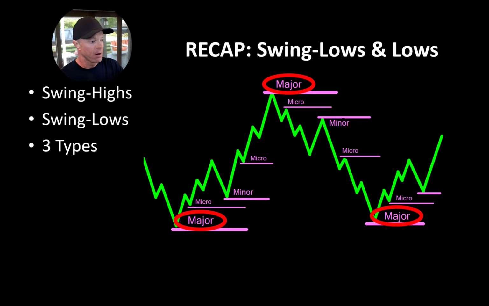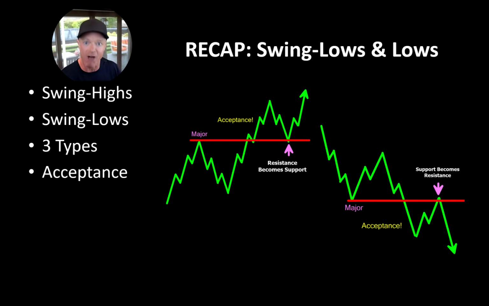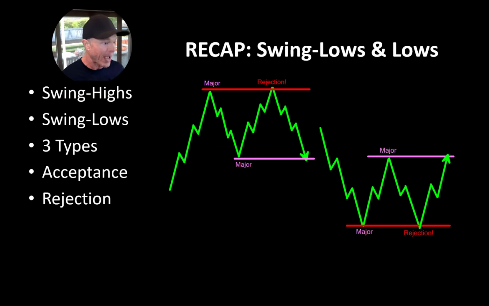There are major, minor, and micro swings. Major swings are by far the most reliable because they're the most obvious on the chart, and the more people use them, the better they work. It's called the self-fulfilling prophecy. Acceptance occurs when buyers push through a major swing high or sellers push through a major swing low. Rejection occurs when buyers reject higher prices or sellers reject lower prices.